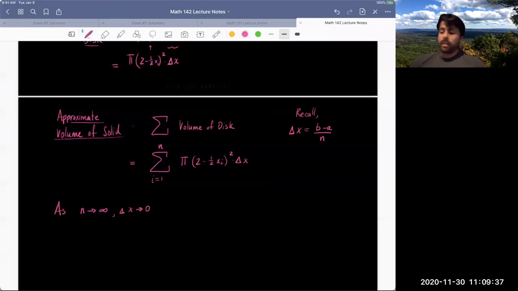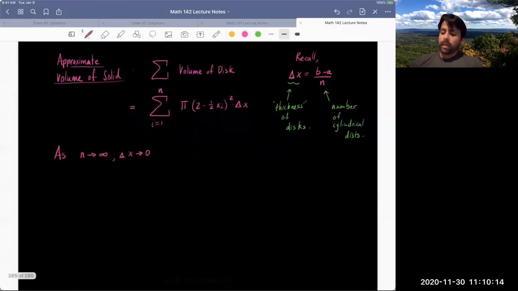And what does n here represent? n represents the number of cylindrical disks. What does the change in x represent? It represents the thickness, quote unquote, of disks. So as one gets bigger, the other one gets smaller, right? As you have more disks, the thickness of those disks gets smaller and smaller. So the idea is that as this goes to infinity, what happens to the approximated volume? So we have the following.